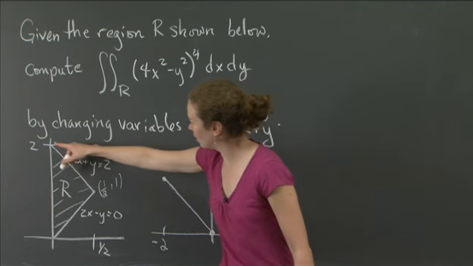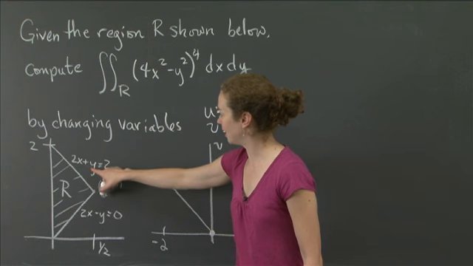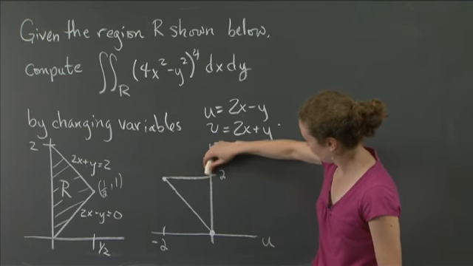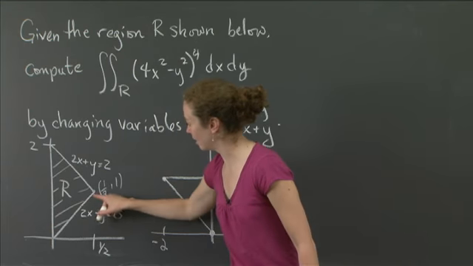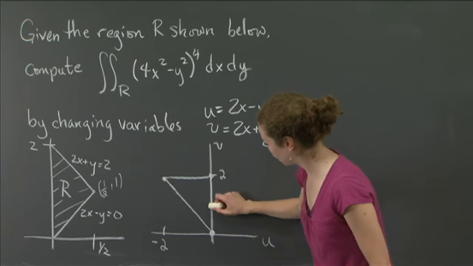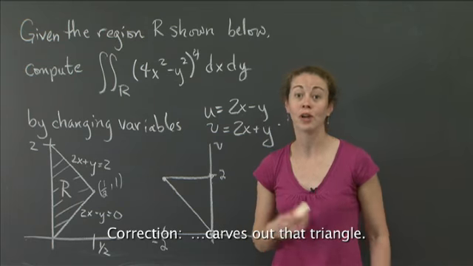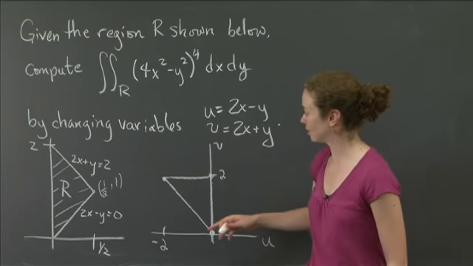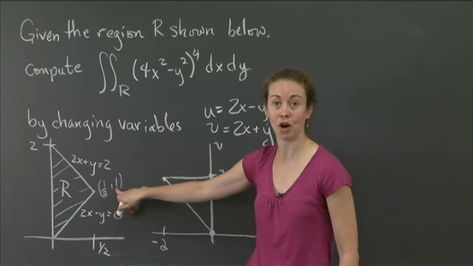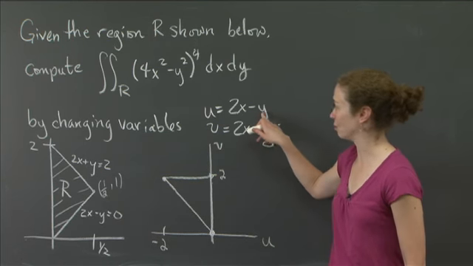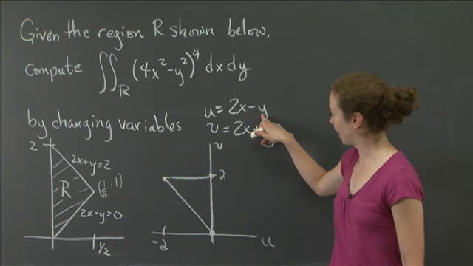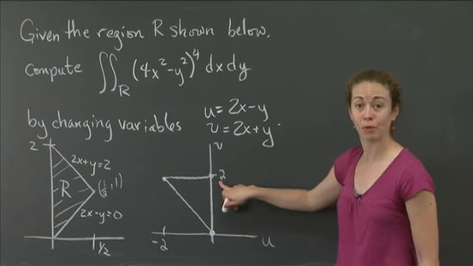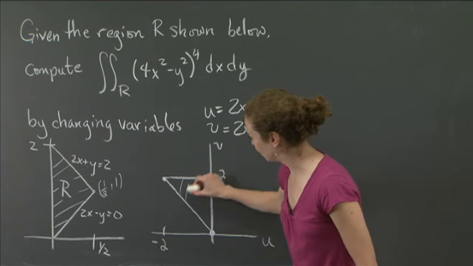And then we said all along this line, v is 2, and all along this line, u is 0. And so that actually carves out that triangle. If you were worried and weren't able to do it that way, you could ask where the point 1/2, 1 goes. If I plug in 1/2 for x and 1 for y, I get u equals 0 and v equals 2. And that's this point. And so now I'm looking at this region.